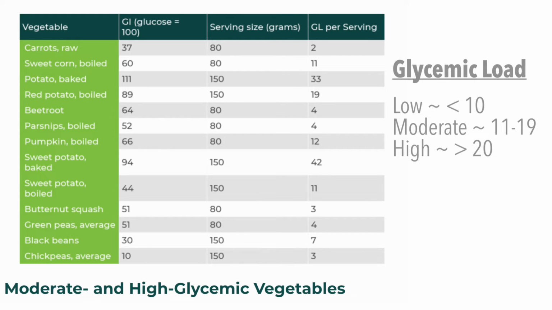For red potatoes that are boiled, they have a glycemic index of 89 and a glycemic load of 19. Pumpkins that are boiled have a glycemic index of 66 and a glycemic load of 12. Butternut squash and green peas both have a glycemic index of 51, but have very low glycemic loads, 3 and 4.